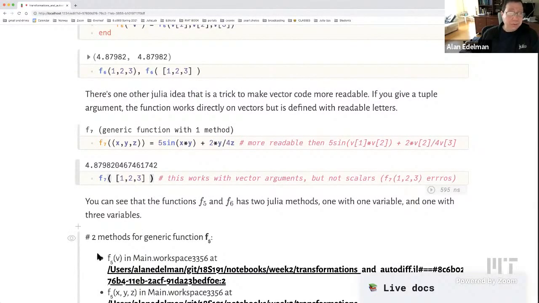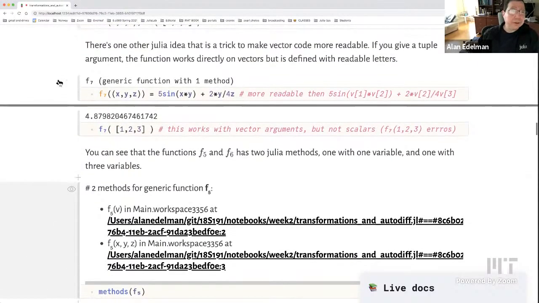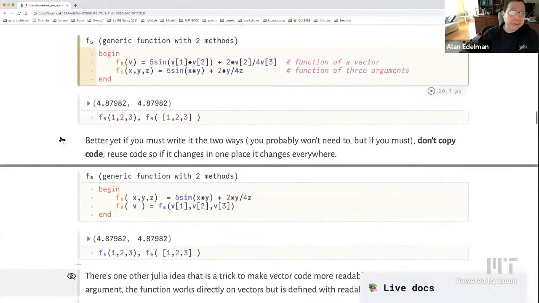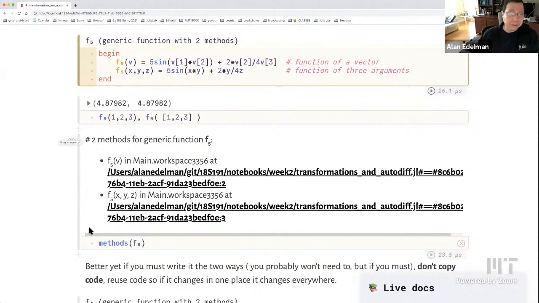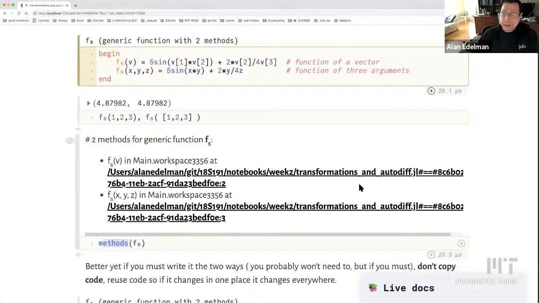Getting back to the function f5, though, in fact, maybe I should have moved this up a little bit. Let's go back. I'm going to move this back to here because this was as good a time as any to show it to you. So in Julia, this f5, you might say, is it this function of 3 arguments or is it this function of a vector argument? Well, if you call methods of a function name, you can see, although it's a little bit ugly to read, that for methods of f5, there's a 1 argument version and a 3 argument version.